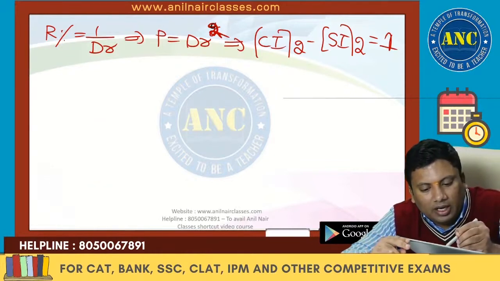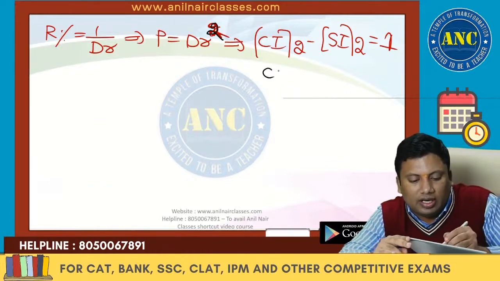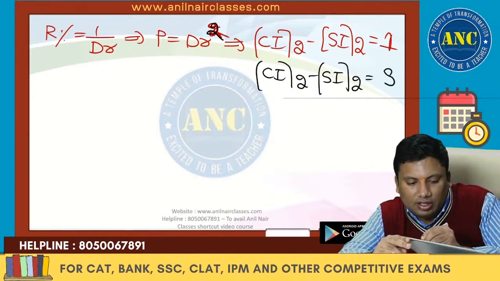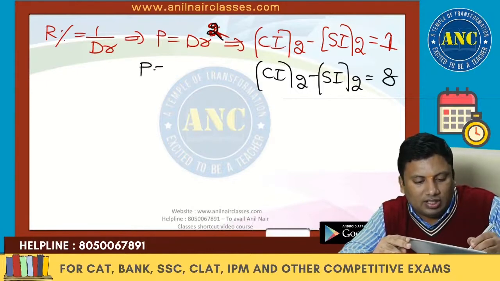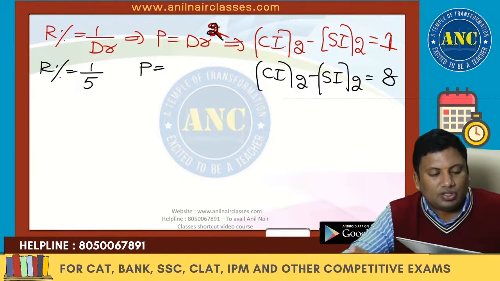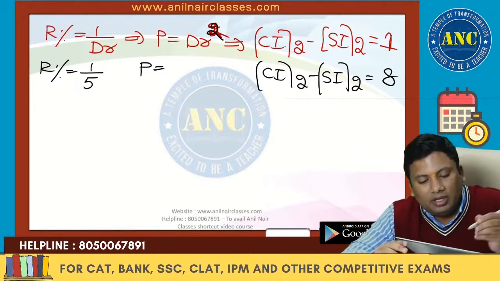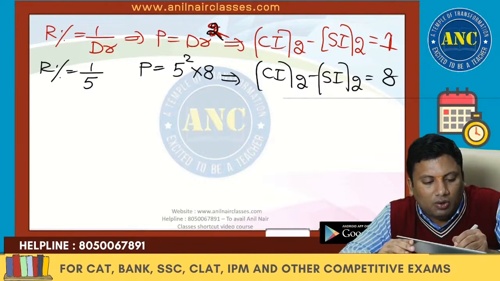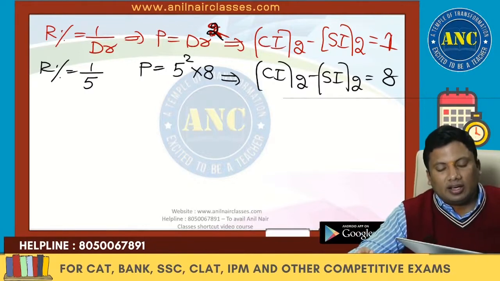K value will become 2. Direct conclusion, you will get it. CI for 2 years minus SI for 2 years, if it is 8, what will be the answer? If R percentage is, for example, 20%, 1 by 5, so what will be the answer? Answer is 5 square into 8. I hope the idea is clear.